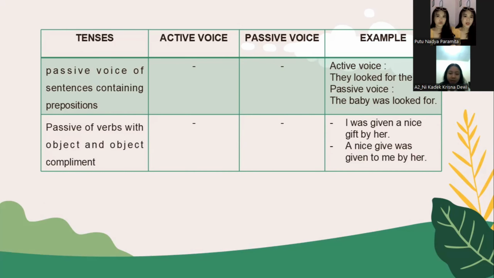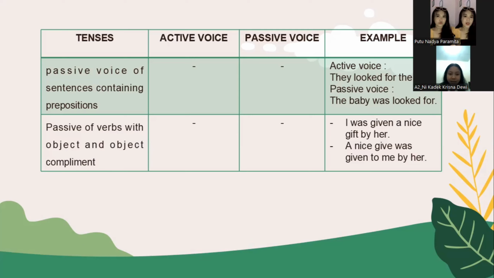Number 9 is passive voice of a sentence containing preposition. When we put an active sentence where a preposition follows after the verb, like break into, look after, and listen to, into passive, the preposition remains immediately after the verb. For the example, for active voice: they looked for the baby. And for the passive voice: the baby was looked for.